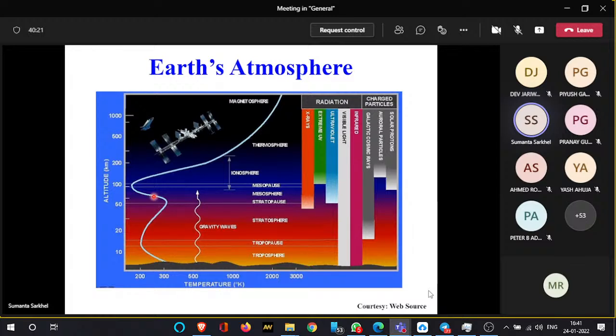Galactic cosmic rays come from intergalactic space. They do not belong to the sun or the solar system. So they come from outer space, meaning outside the solar system. These are charged particles. They are mostly absorbed in the thermosphere, mesosphere, and then the stratosphere as well. Sometimes cosmic rays also reach the troposphere.